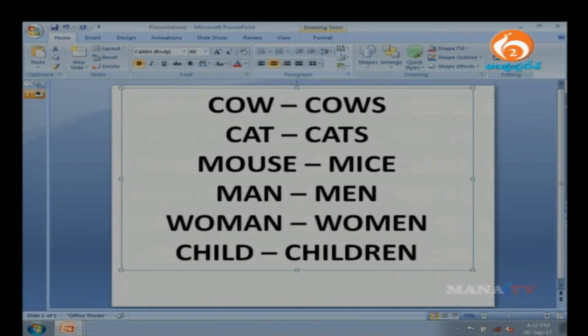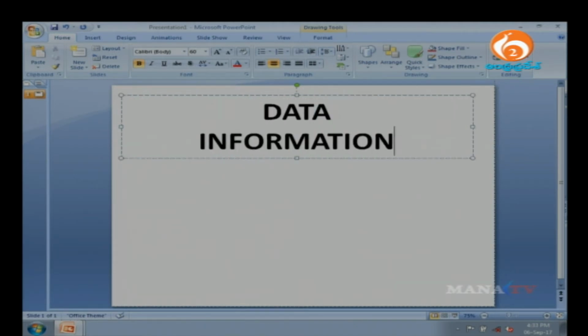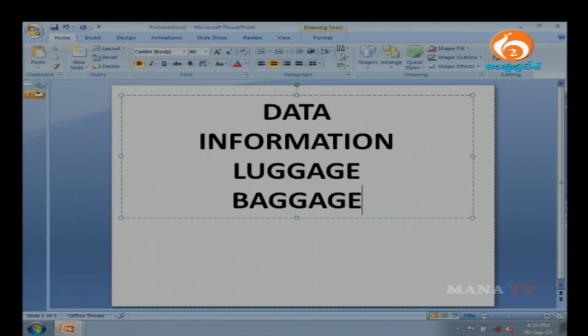I'll give you some example forms. Luggage, there is no plural form. Baggage, there is no plural form here. Okay, so there are quite a few words which do not have a plural form, and the same form is used to denote a plural.